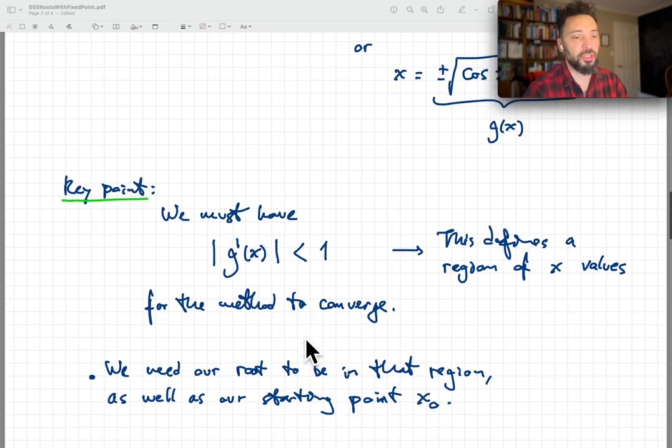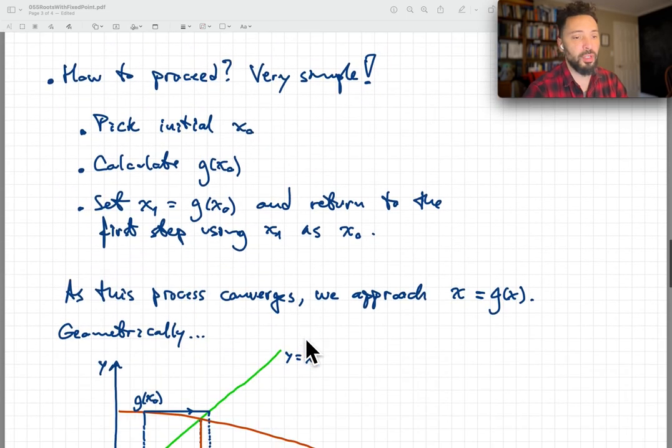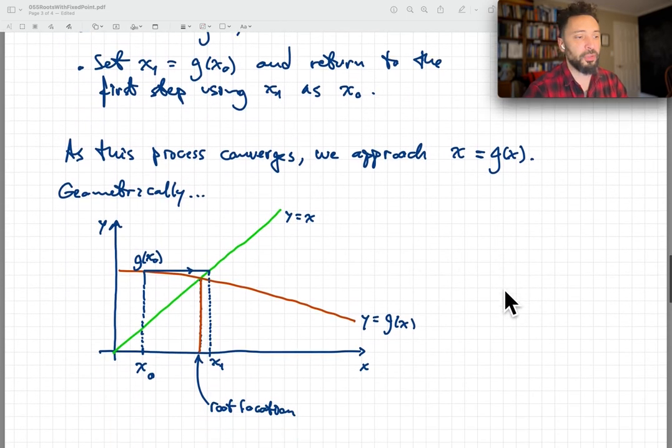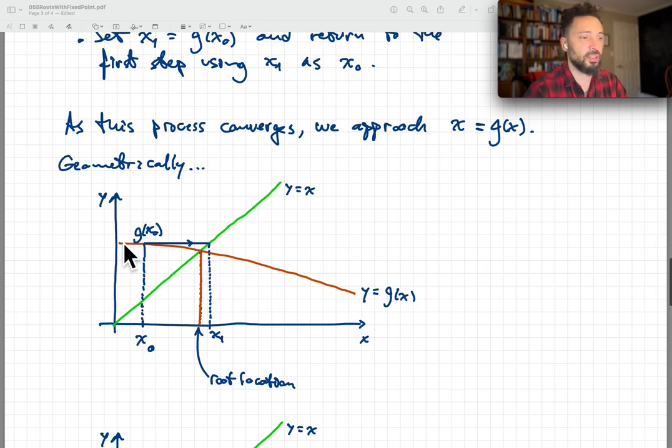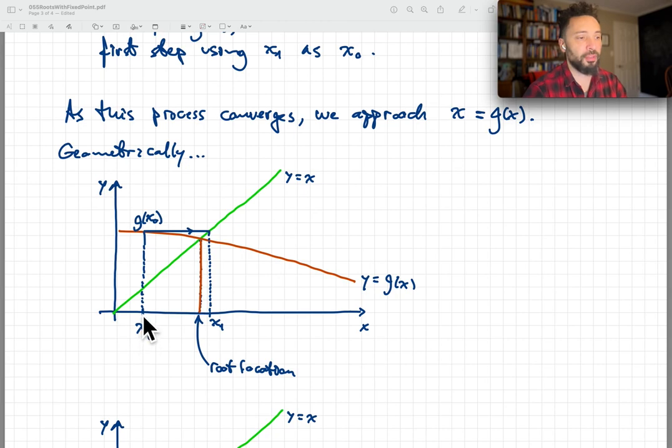And so when we reach x equals g of x, then we have approached the solution. So geometrically, the situation looks sort of like this. Imagine that in red here, we have plotted our function y equals g of x. In green, we have y equals x. That's the other geometric piece that we need. And this is our starting point, x0. So we go up, and this is where we find g of x0, where x0 here intersects g of x.